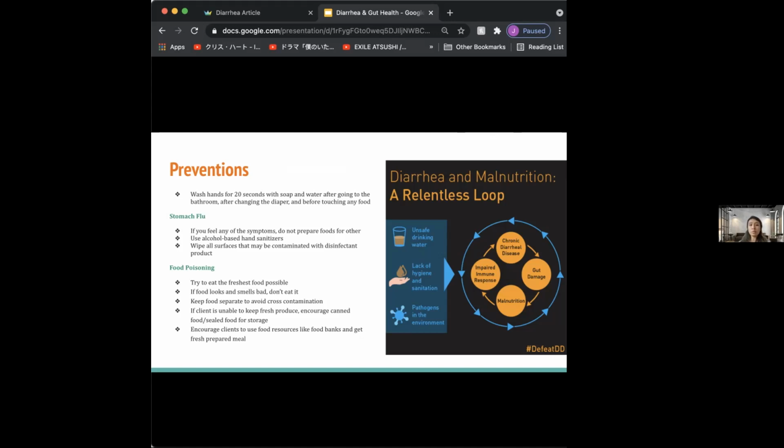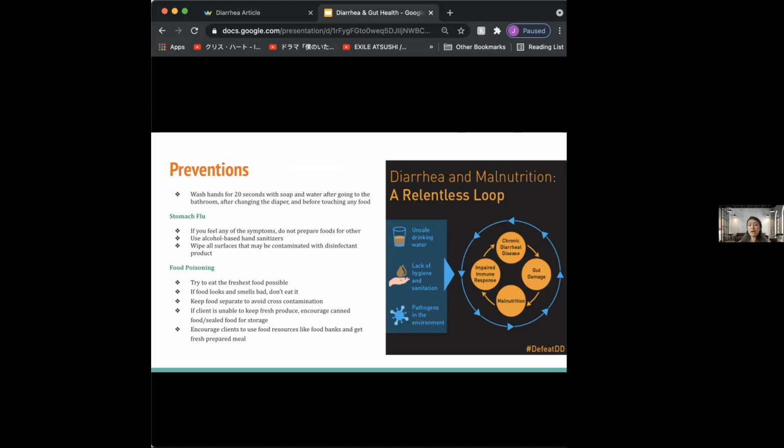As for food poisoning, I know it's really hard for our clients to always have the freshest food, but it is good to remind them to try to get the freshest food possible. A lot of time our clients keep food and don't really throw it out because they just find food, whatever is available to them. So we can tell clients to look at the food and smell it. Does it smell kind of funky? If so, it's best to throw it away. It might look okay, but if it smells kind of bad, don't eat it.